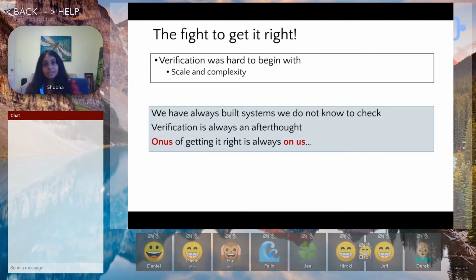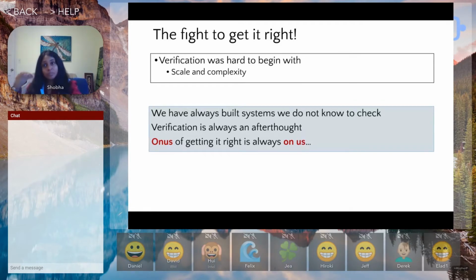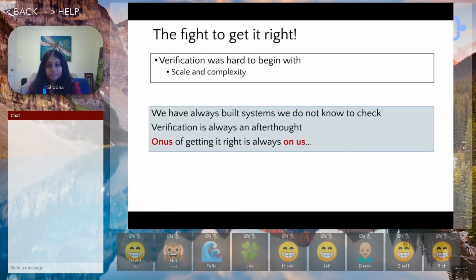And it's almost like verification is an afterthought. So design is the thing that we do first. We architect the systems, we dream up things that we want, and then we think about how to check them. So the onus of getting it right is always on the folks who have to deliver that verification, that the system is correct or is verified.